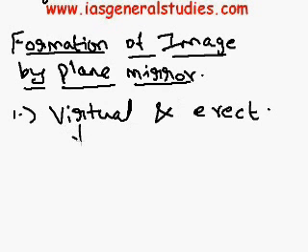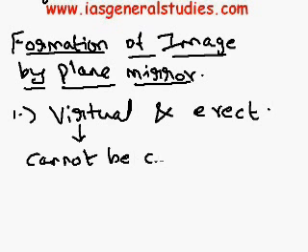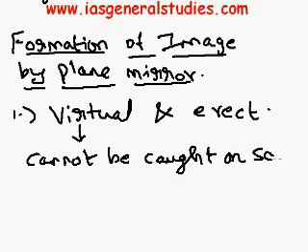The meaning of virtual is that it cannot be caught on a screen. We are able to see it, but we cannot catch it on a screen. It is just the opposite of real. Real and virtual images we have, but the image formed by the plane mirror is virtual, and it is erect. Erect means it's straight. So if you stand in front of a mirror, we can see the virtual image, and it is erect.